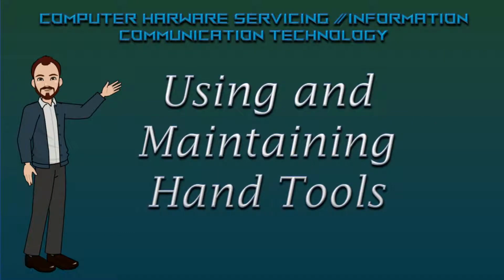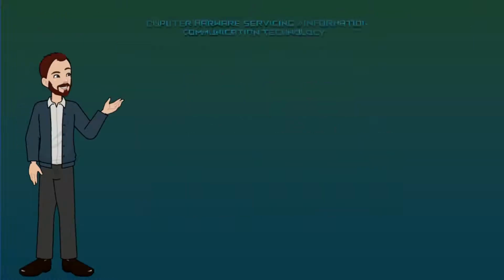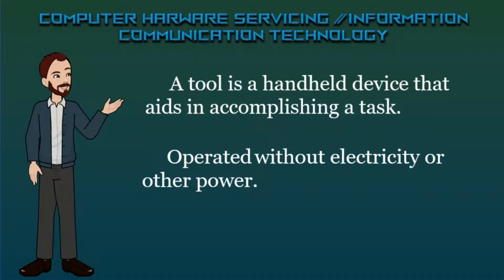Today's lesson is about using and maintaining hand tools. A tool is a handheld device that aids in accomplishing a task, operated without electricity or other power. Tools range from a traditional metal cutting part of a machine to an element of a computer program that activates and controls a particular function.